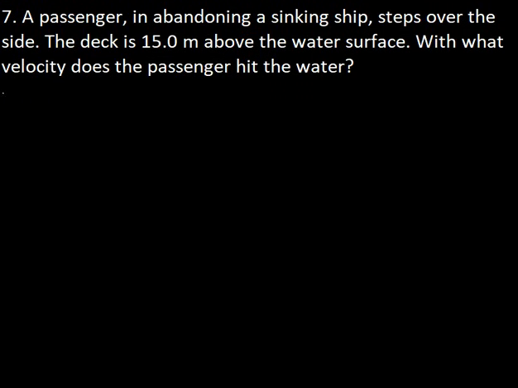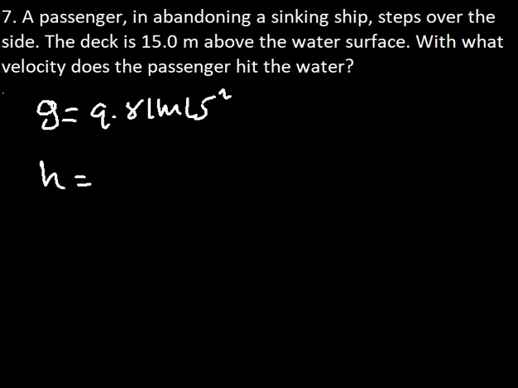Now let's say this is a question. A passenger abandoning a sinking ship steps over the side. The deck is 50 meters above the water surface. With what velocity does the passenger hit the water? For this case, as you can see, it is about an object falling down. So that is one way down. On the one way down, acceleration due to gravity is positive. Whenever the object is moving downwards, acceleration is positive.